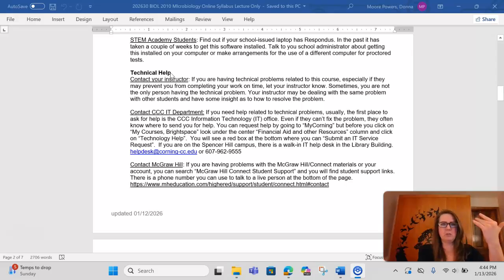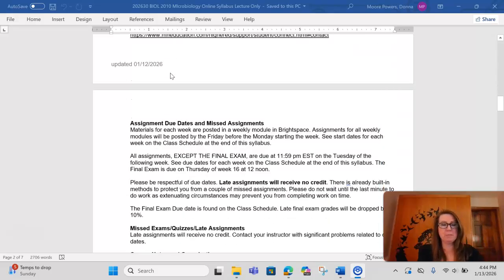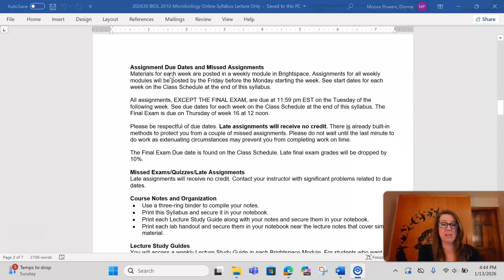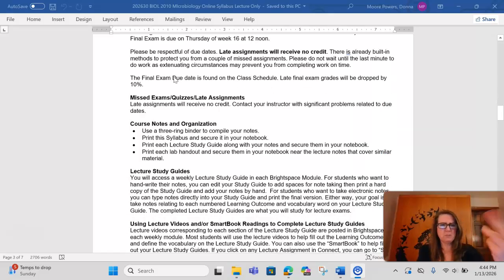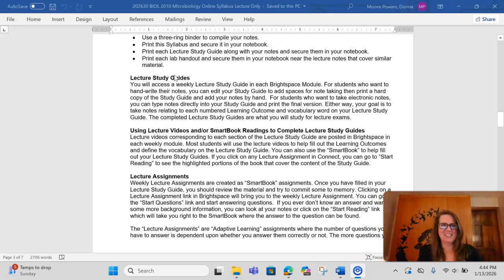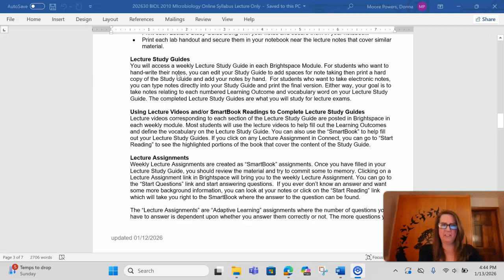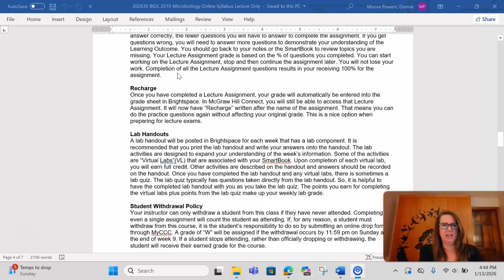You can see there are STEM Academy students. If you need technical help, if you need to get a laptop loaner, it's got this statement about missing assignments. Some other things there I've already said out loud. The study guides, SmartBook assignments we call the lecture assignments, and so on. You can use those assignments to quiz yourself as you're getting closer to the exam. We call this the recharge. I spaz out a little bit when I'm a student, and if I were doing this course, I probably would do the recharge on a previous unit at least once or twice a week before going into the exam. I wouldn't wait until exam week, but that's just me.